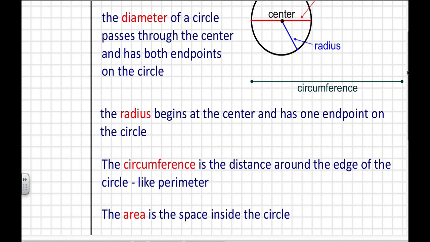And then of course the area is just the space inside the circle. In this case, we can't really fill it up with exact square units, right? My little squares are getting cut off by this curved part of the circle, so it's harder to count, but we're going to use a formula to help us calculate the area of the circle.